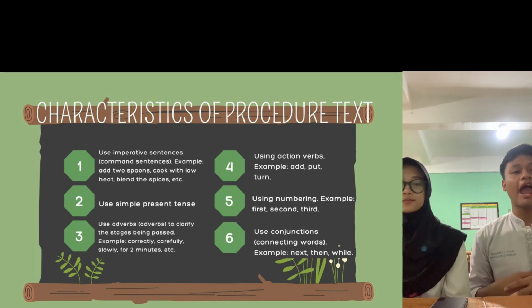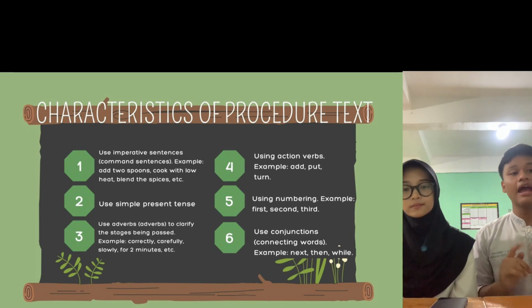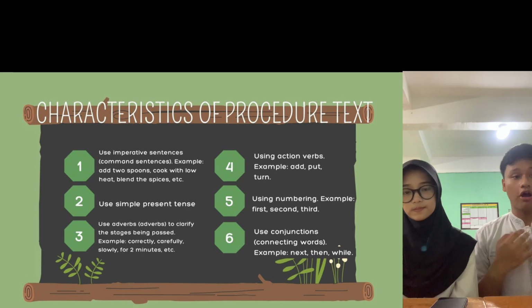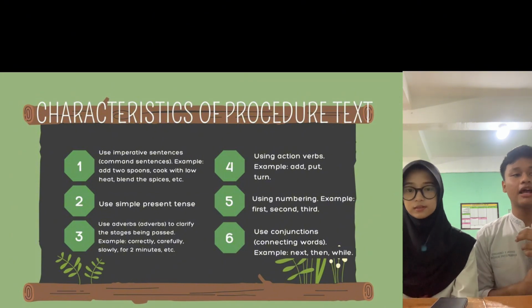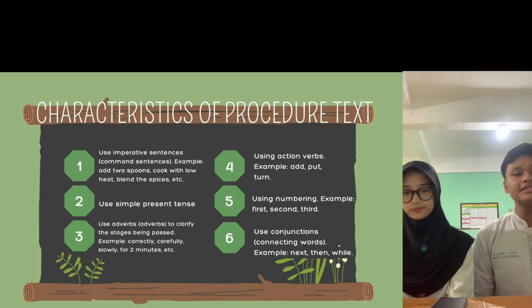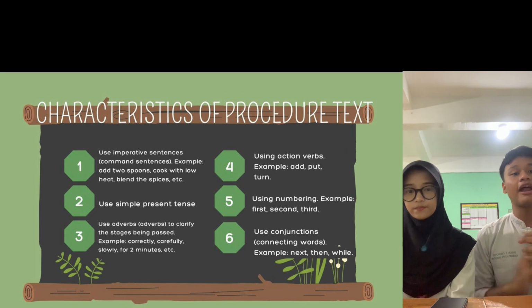Next is using action verbs. For example, add, put, turn, and others. Fifth is using numbering. For example, first, second, third, and others. And the last is using conjunctions. For example, next, then, while, and others.